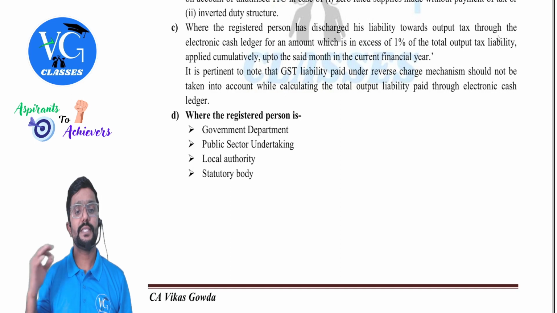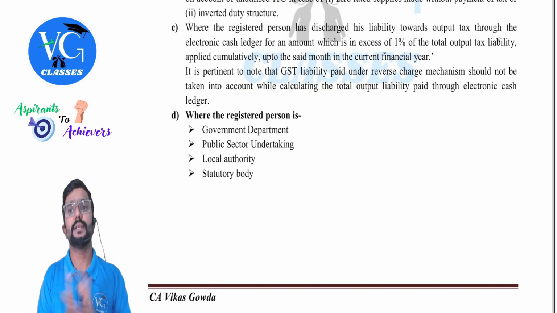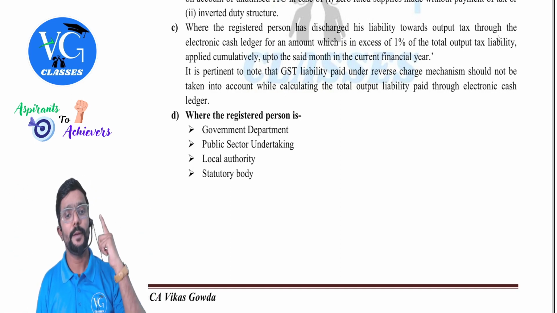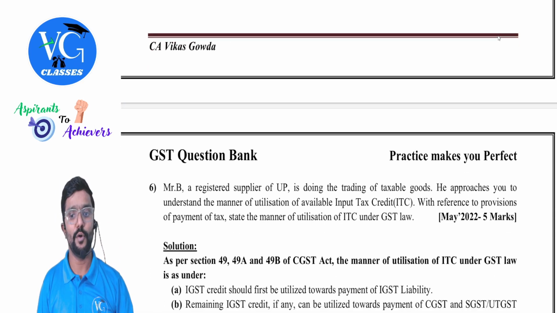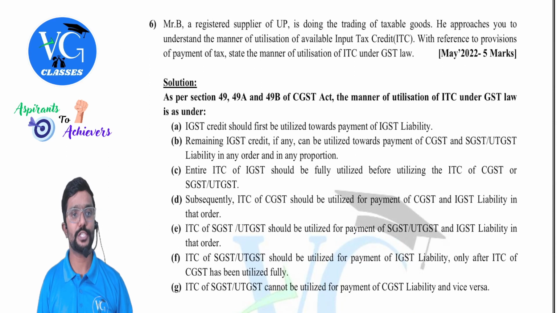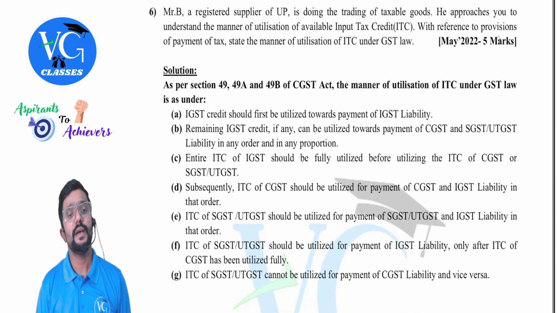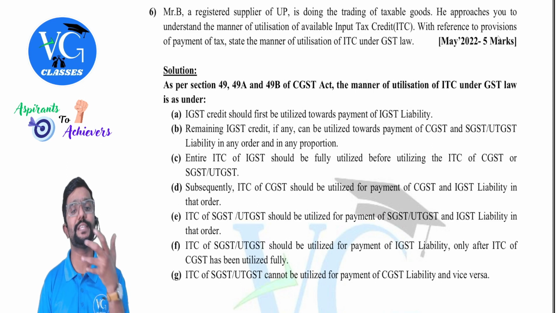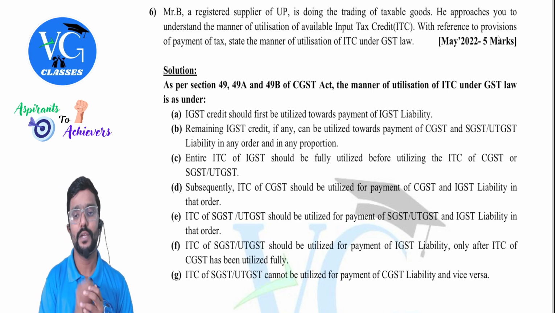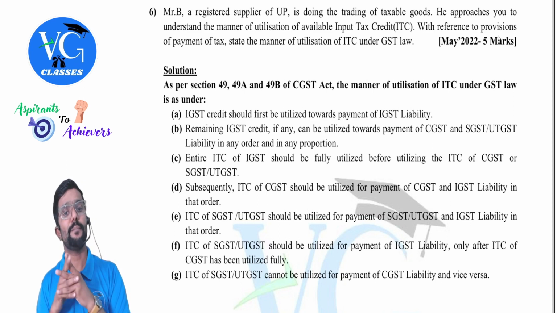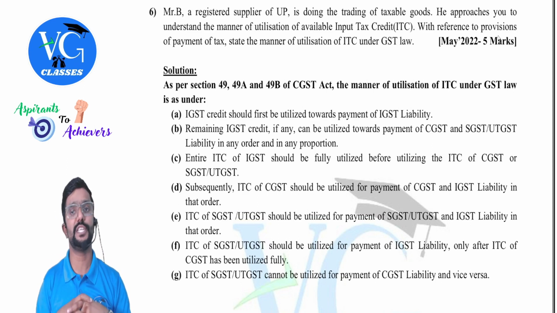Last one, where the registered person is, means the following people are the suppliers: government department, public sector undertaking, local authority, and statutory body. Yes, last question. Mr. B, a registered supplier of UP, that is Uttar Pradesh, is doing the trading of taxable goods. He approaches you to understand the manner of utilization of available input tax credit with reference to the provisions of payment of tax. State the manner of utilization of ITC under GST law.